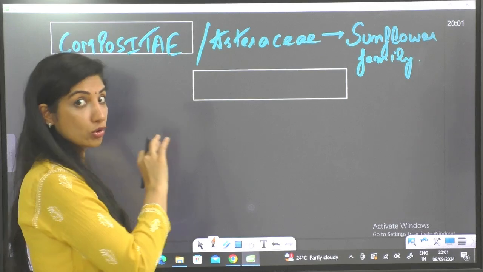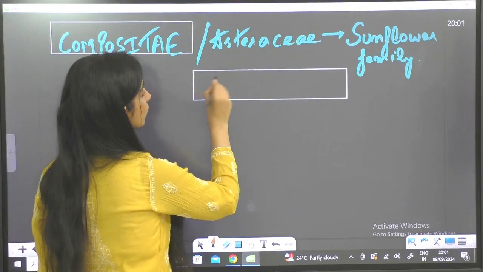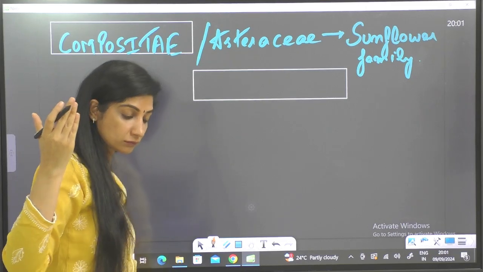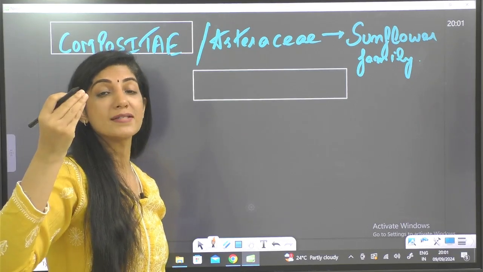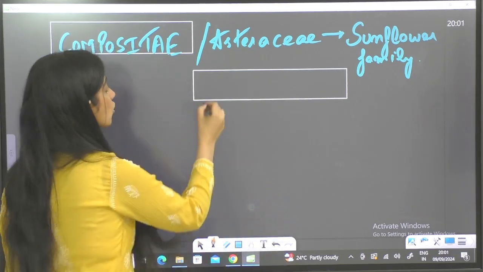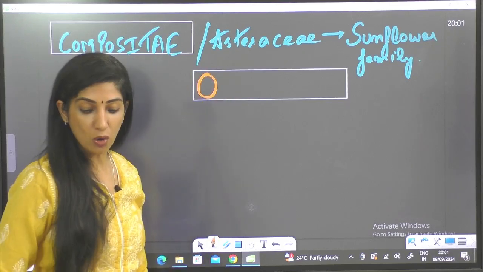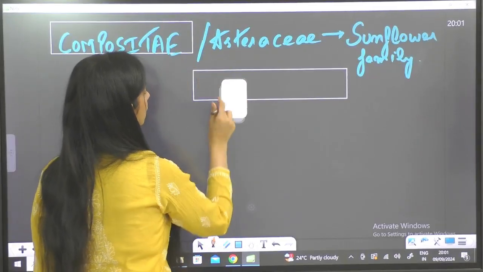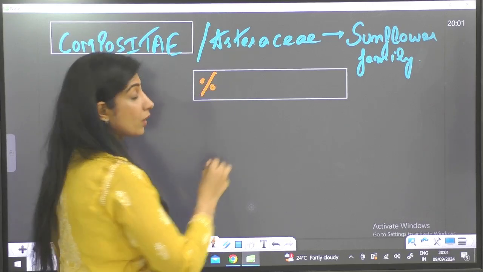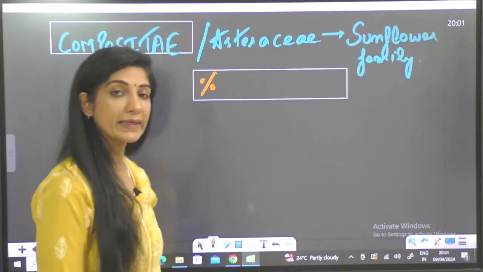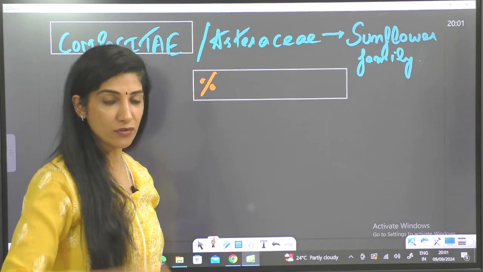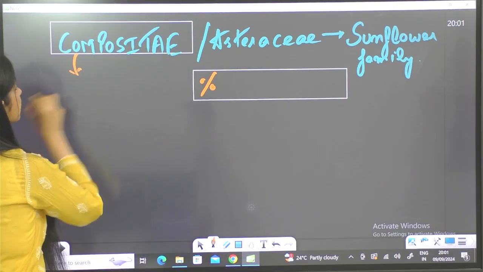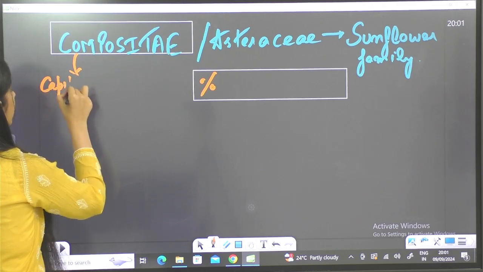So how do we do floral formula? First of all, the sequence is, you start with the symmetry of the flower, always. So whether it is actinomorphic or zygomorphic, we will see that it is zygomorphic. Okay. Sexuality. When it comes to sexuality, if you have seen my class on inflorescence, I told you Composite Family has capitulum inflorescence.